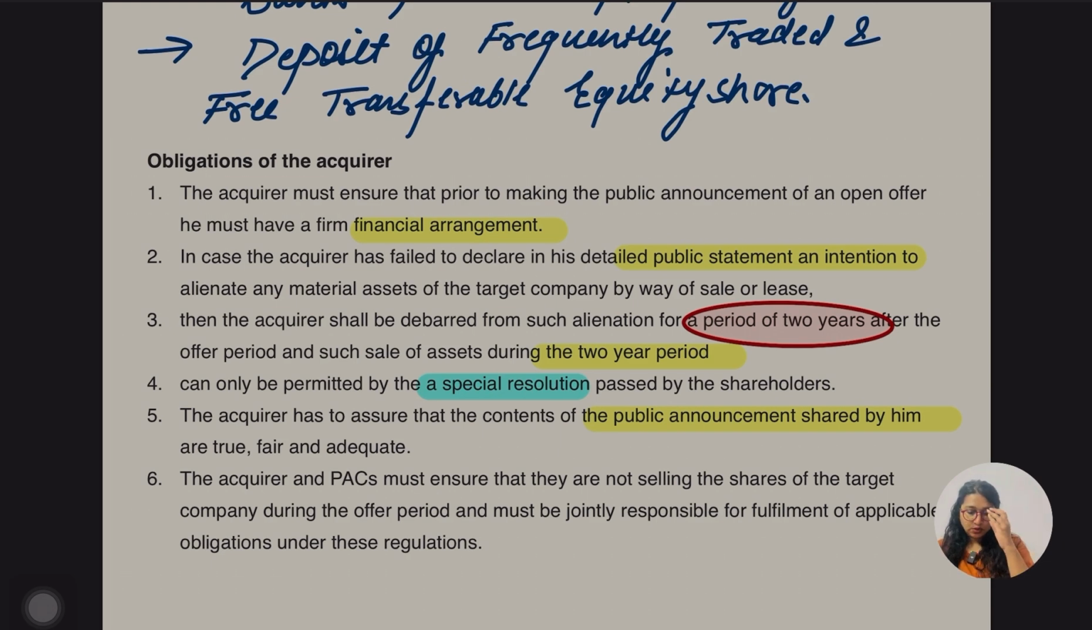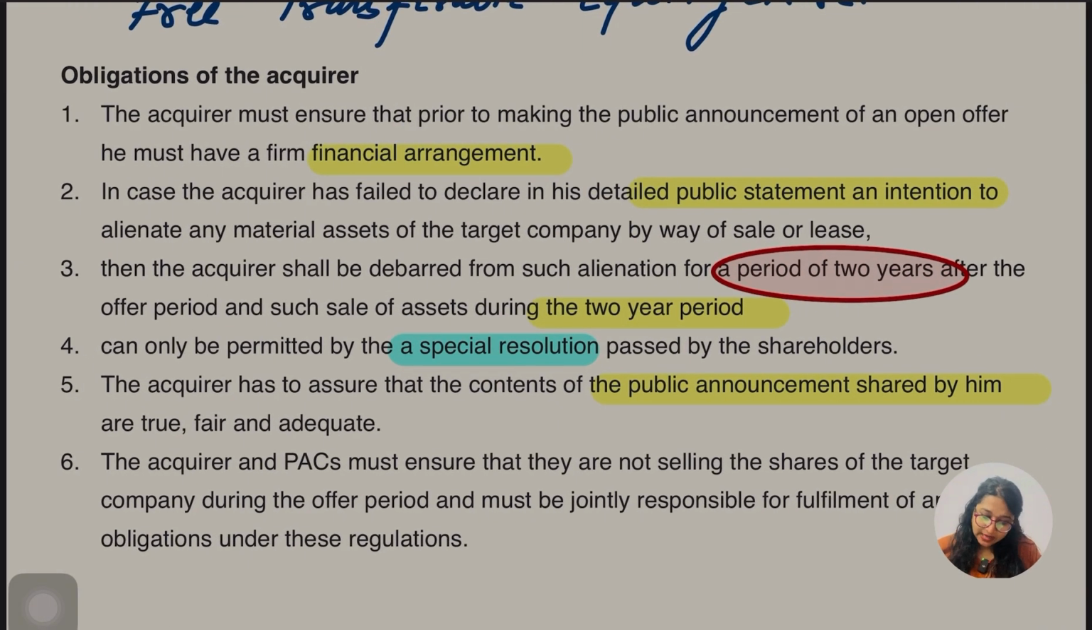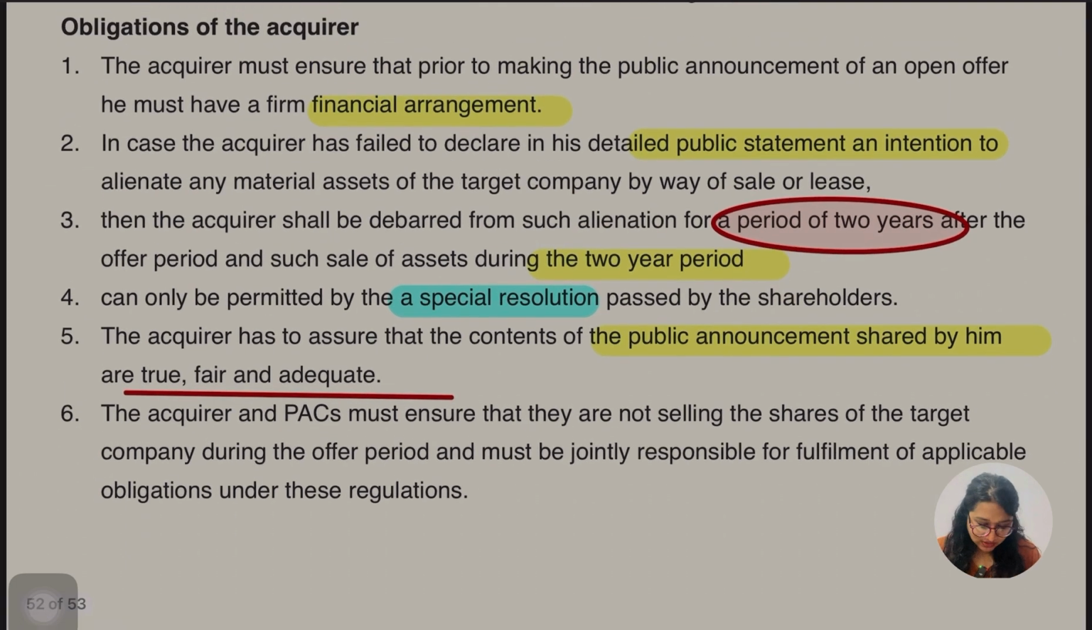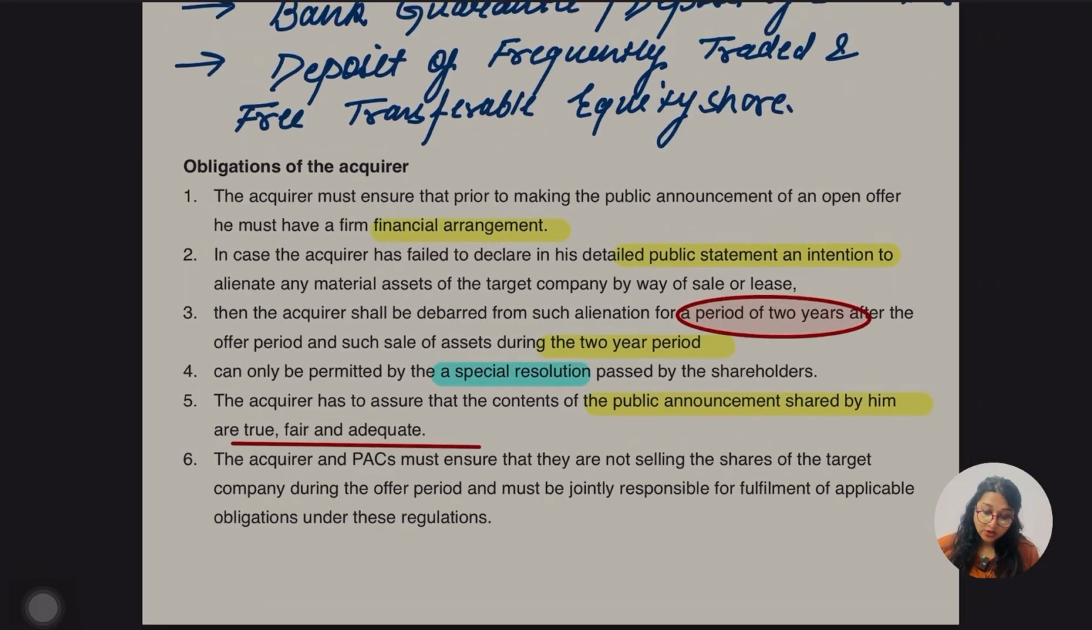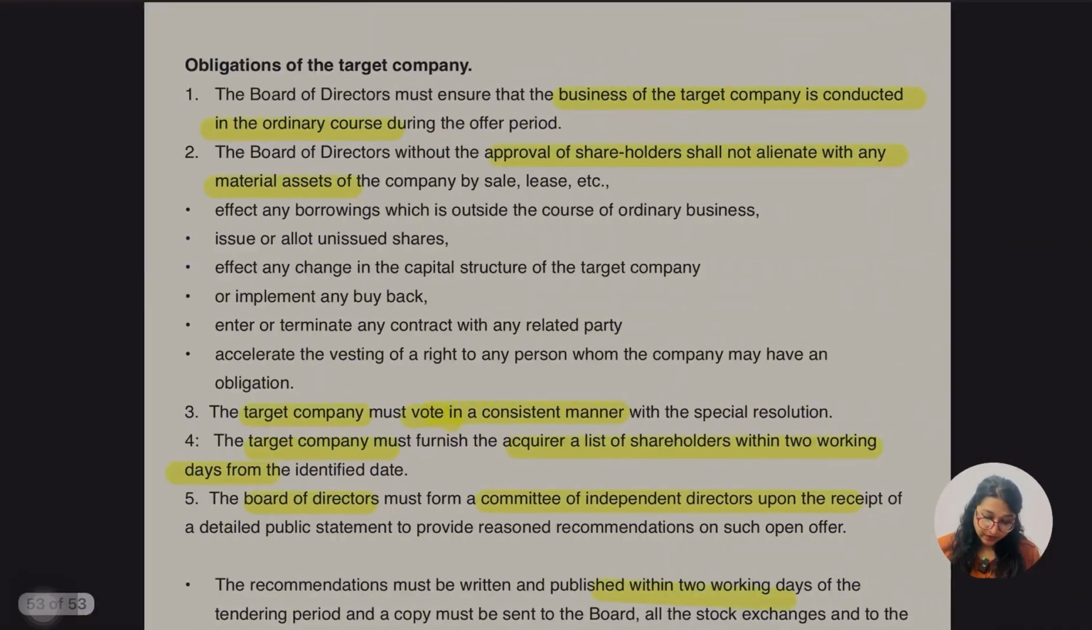Okay, but can the acquirer company go for this later? Yes, once they can go for this by passing a special resolution. It can only be permitted by a special resolution passed by the shareholders. The acquirer has to ensure that the content of the public announcement is true, fair and adequate. We know this, we have been reading these things already. The acquirer and the PACs must ensure that they are not selling the shares of the target company during the offer period, and must be jointly responsible for fulfillment of the applicable obligations under these regulations.